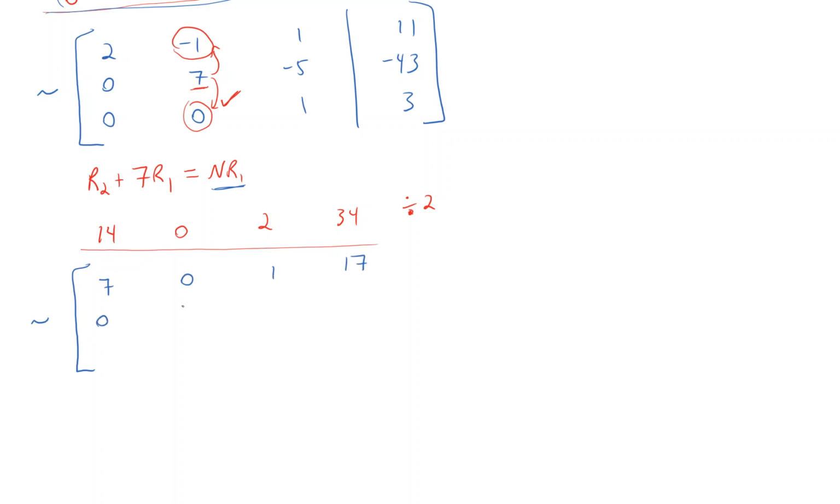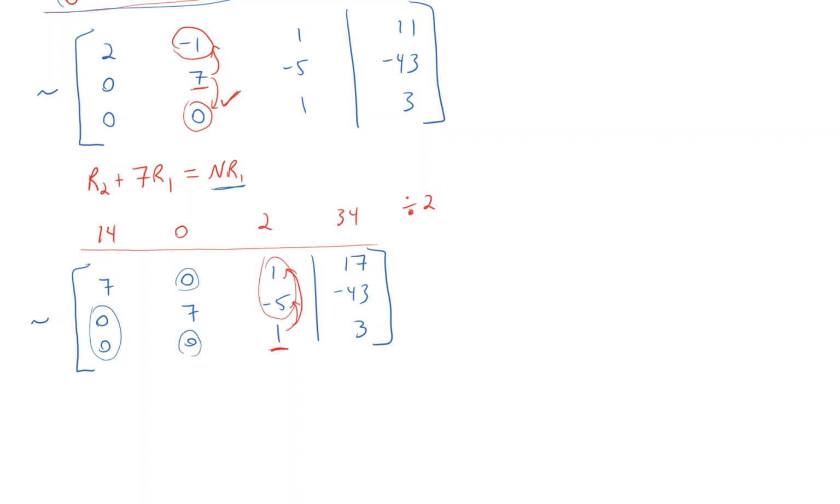Row 2 remains the same, and row 3 remains the same. So now I've got my zeros below my diagonal in my first column, my zeros above and below the diagonal in my second column. Now what I want to do is move over to my third column and use this diagonal entry to cancel these guys, make these guys zeros.